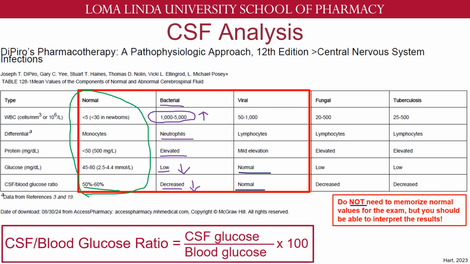And then the formula to calculate CSF to blood glucose ratio is down here. Very simple. All you do is take the CSF glucose, you divide it by the serum glucose and multiply it by 100 and you'll get your percentage.